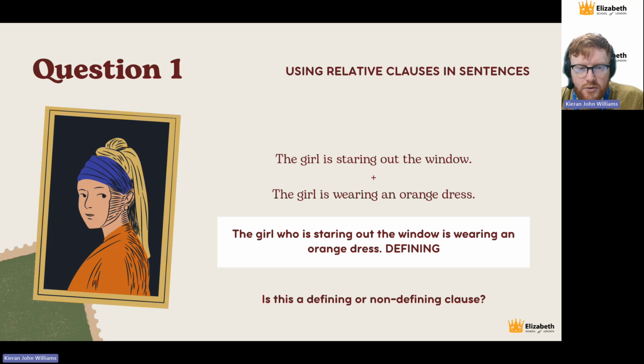Okay, so one possible answer you could have is: the girl who is staring out the window is wearing an orange dress. Okay, so there are many girls, let's imagine, but we are focusing just on the one who is staring out of the window. So our relative clause here is who is staring out the window. All right, and that is essential information because it defines who the girl is. Okay, so it's a defining relative clause. There we go. Well done.